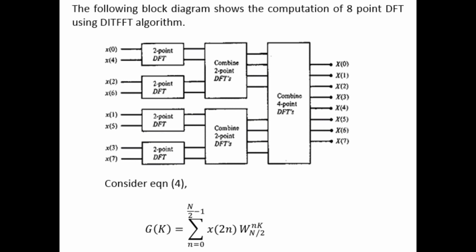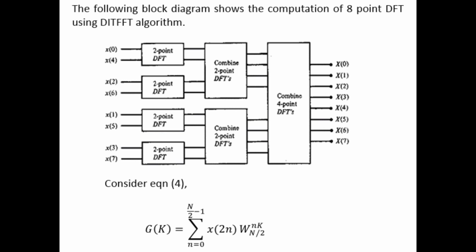Next is 3, which is 0, 1, 1. So the bit reversed order is 1, 1, 0. 1, 1, 0 means 4 plus 2, it is 6. So like that we have to remember the inputs. In the DIT FFT algorithm, the input is in the bit reversed order, and the output is in the normal order. Now consider equation number 4.